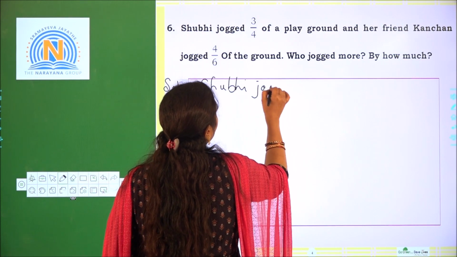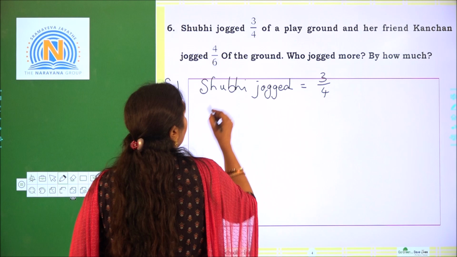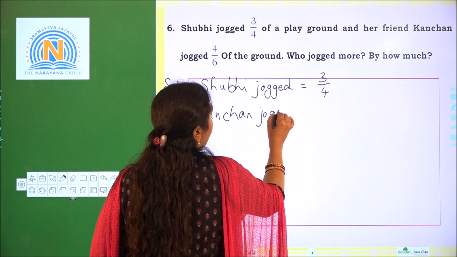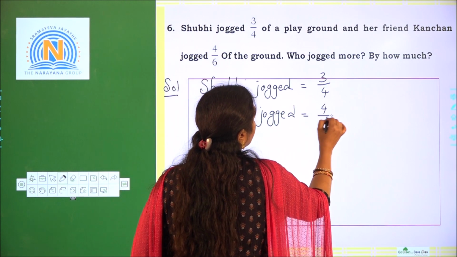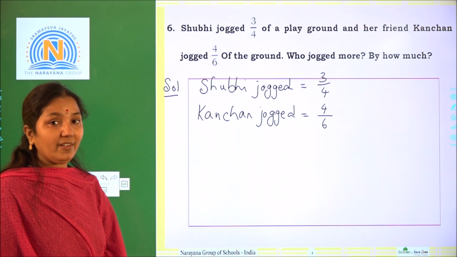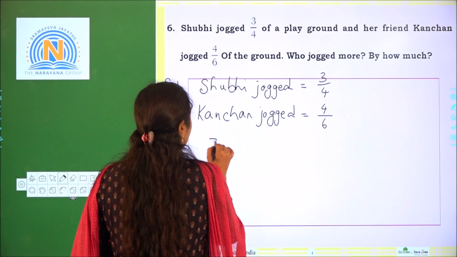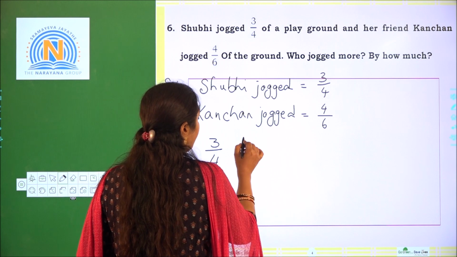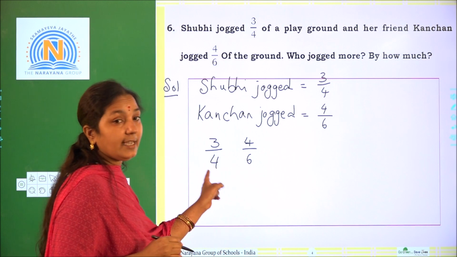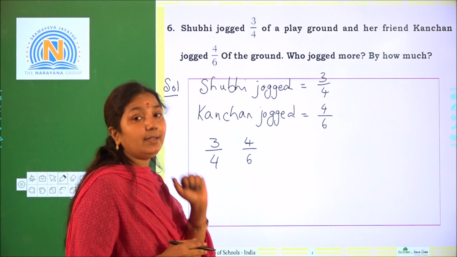Subhu jogged 3 by 4th part of the playground, Kanchan jogged 4 by 6 part. So we have to compare the given fractions. They have different denominators, so we take a common denominator. How do we convert to the common denominator, children? We have to take the least common multiple of 4 and 6.